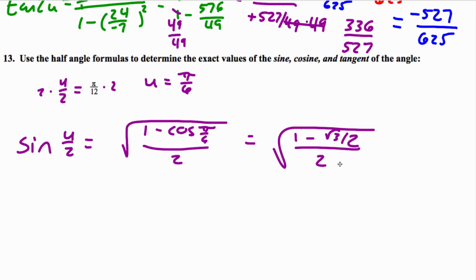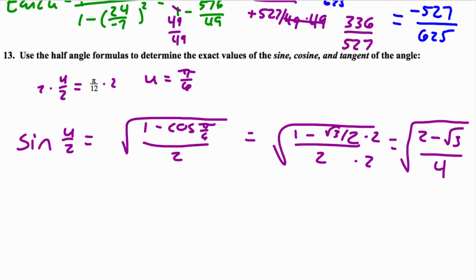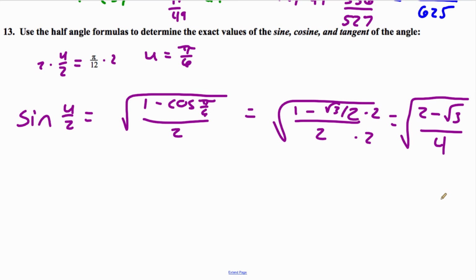Now, I don't like having fractions inside a fraction, so I'm going to multiply top and bottom here by 2. Now, on top, we're going to have to distribute the 2, so 2 times 1 is 2, minus, if we take 2 times root 3 over 2, the 2's will cancel out, and we'll just have root 3. And then on bottom, 2 times 2 will be 4. But this is all still underneath a radical. Now, we can simplify this just a little bit.